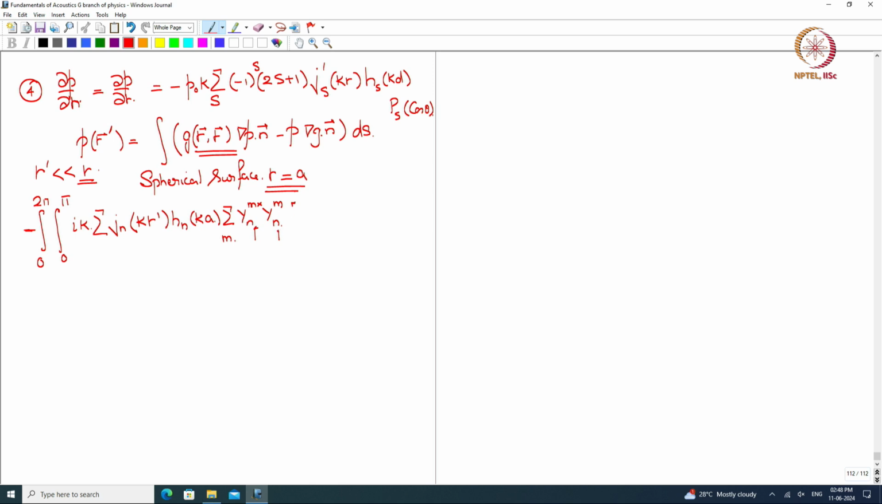And another term comes in, which is del p del n, which is minus p0 k summation over s minus 1 to the power s 2s plus 1 j dash s k r h s of k d into Ps cos theta a square sin theta d theta d phi.